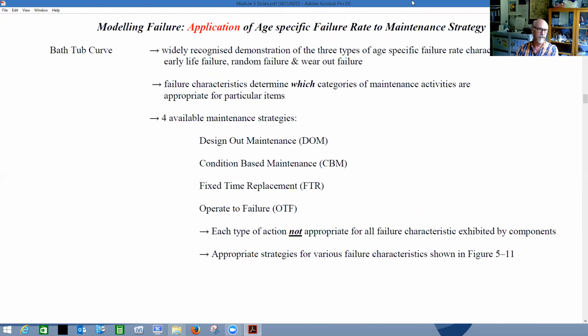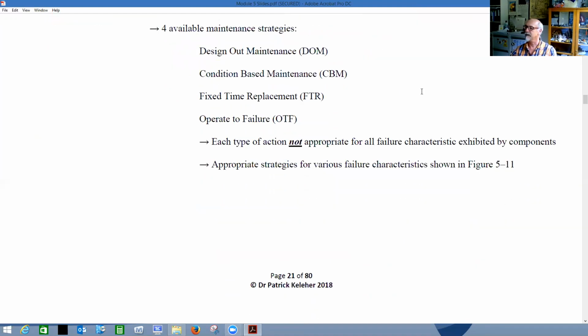Condition-based maintenance, so you have condition monitoring of some sort. So you're monitoring the condition that the particular element or device is at. The fixed time replacement, so you just say, well, every 6 months, every 10,000 hours, or the operate to fail, so it's a run to fail. So each type of action is not appropriate for all fail characteristics exhibited by the components, and the appropriate strategies for various failure characteristics are shown in this figure.